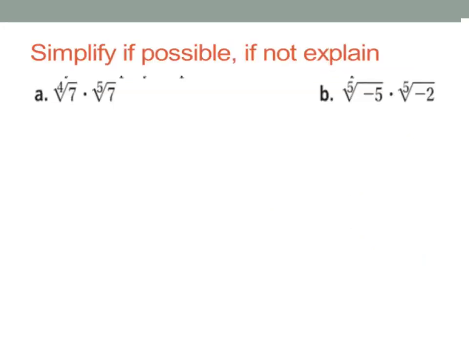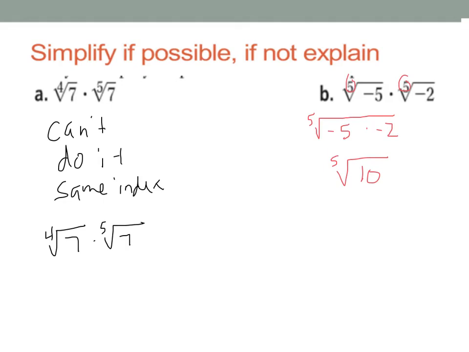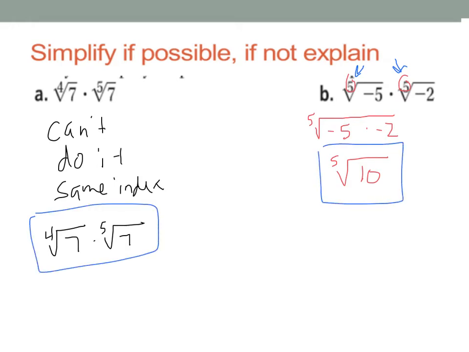Right now you should pause the video and attempt both A and B by yourself. The first problem you cannot do because the indexes are not the same. Second problem, since they both have an index 5, then I can multiply them. A -5 times a -2 is going to give me a +10. So I write my +10 there. And I know I can't simplify this any further because I do not have 5 groups of the same number when I'm dealing with 10. So those would be my two final answers.